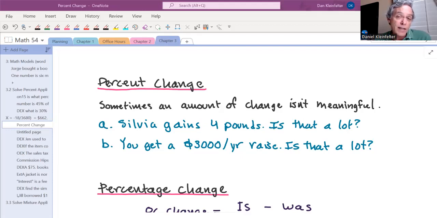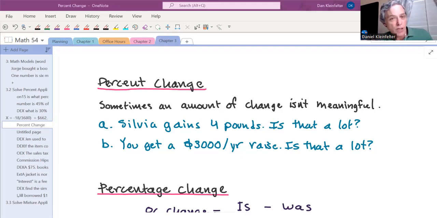On the other hand, if you are like an anesthesiologist and you make $500,000 a year, and now you're making $503,000 a year, you may not even notice that extra $3,000. That's small to you if you're already making so much money. So the point is that the significance of that $3,000 depends in part on how much you were making in the first place. And in situations like that, and the one where Sylvia was gaining 4 pounds, the change is more meaningful if we know how much we were starting with.